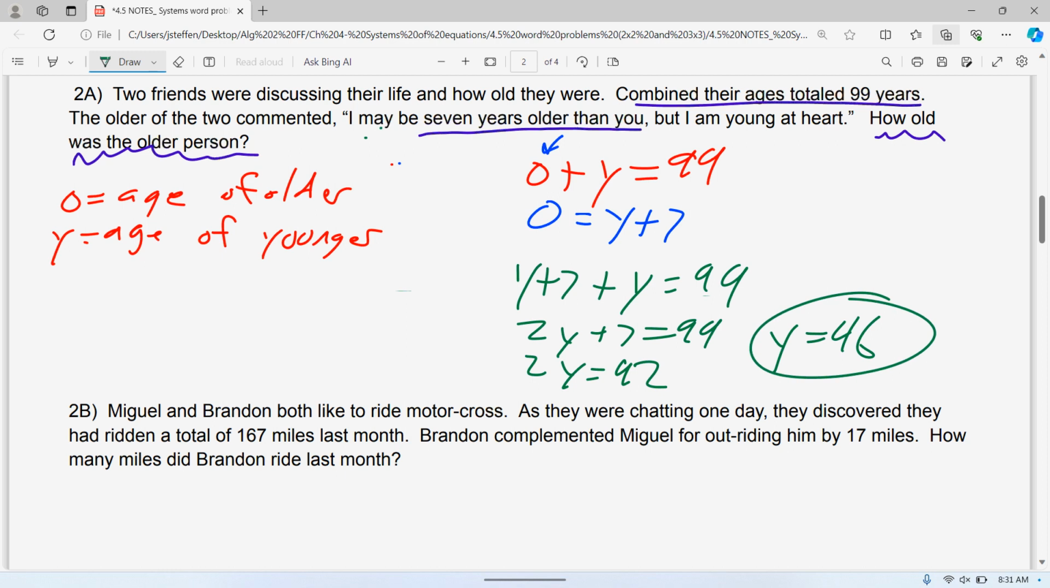So what's the older person going to be? Well, this is where it's actually pretty easy. You could use 99 minus 46. Or you know the other person, or sorry, the older person is 7 years older. So that answer, 46 plus 7, is that older age.